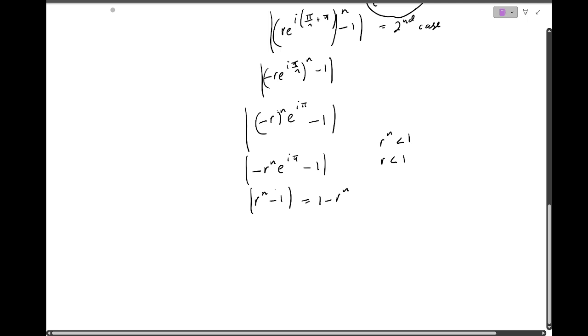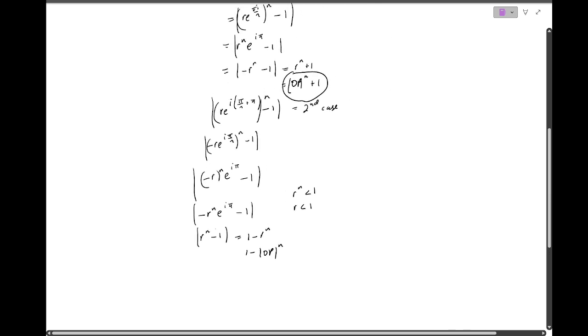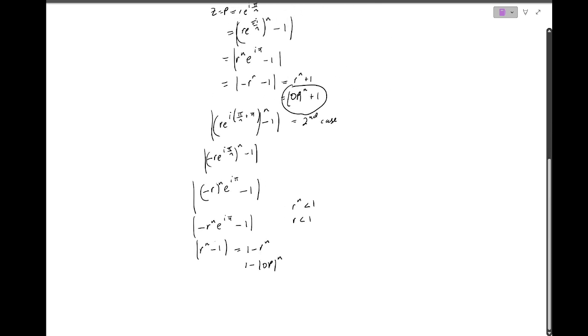And r to the n is once again just OP, modulus of OP to the n. So just be this. And that's our second case. If that's rushed, just put something in the comments and I'll answer it.